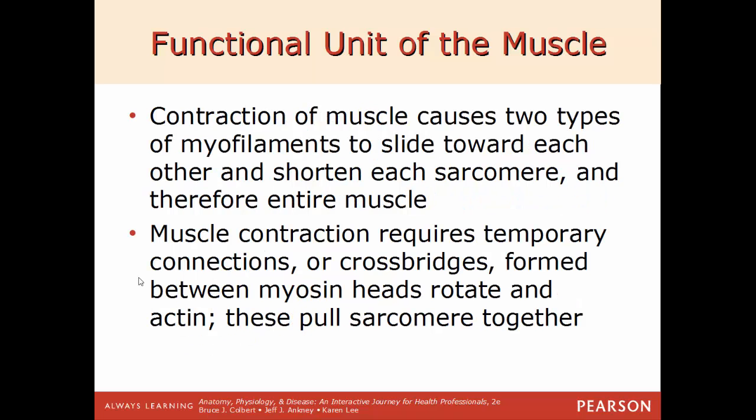Actual contraction of muscle will cause these two types of myofilaments to slide toward one another and shorten the sarcomere. What you have happening is the thin filament, actin, will attach itself to the thick filament, myosin. That forms what's called a cross bridge, because you're forming a bridge between the two different types of filaments. Myosin heads will pivot toward one another, causing the edges of the sarcomere to be pulled closer together. That's what's actually contracting the muscle. So this happens millions of times, every single movement, all at once.